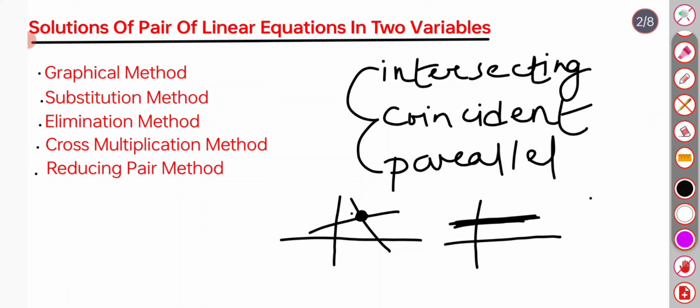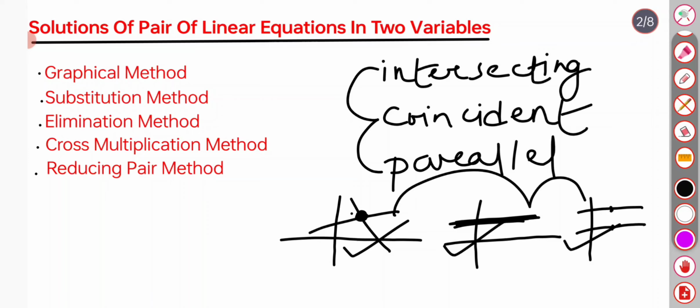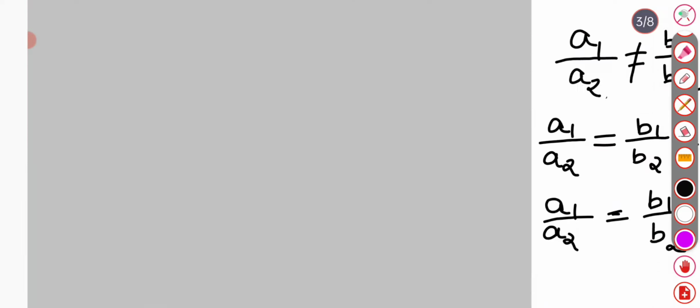Similarly, in the third condition, what happens? The two lines will be parallel. So if you obtain the graph of the linear equations in two variables, either you will get intersecting lines, or coincident lines, or parallel lines. It depends. Any one of them you will get. Similarly, without obtaining the graph also, we can say whether the given equations are intersecting, coincident, or parallel. So let's see how we can do that.